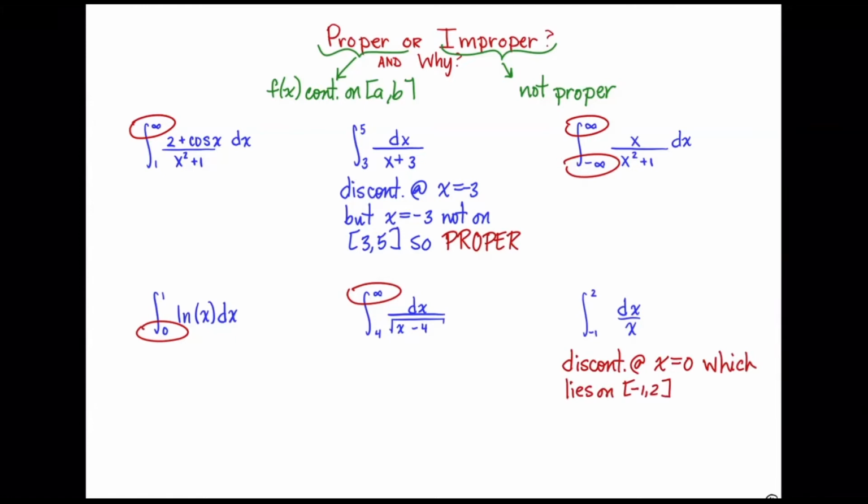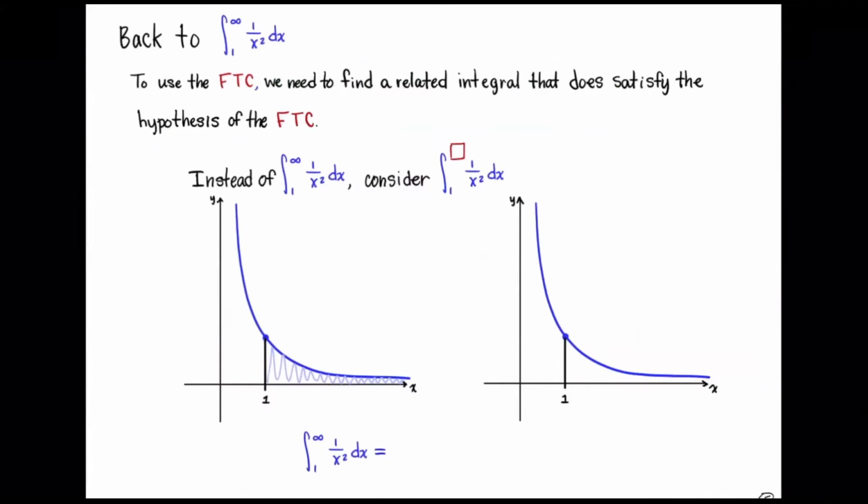So the only one that's proper on this page is the top row middle one. The rest of them, we need some other method in order to integrate these. Okay, so let's go back to the fundamental theorem of calculus. If instead of infinity, we had a number as our upper bound, if we wanted to integrate from 1 to 2 or 1 to 5, 1 to any finite number, then it's a proper integral.